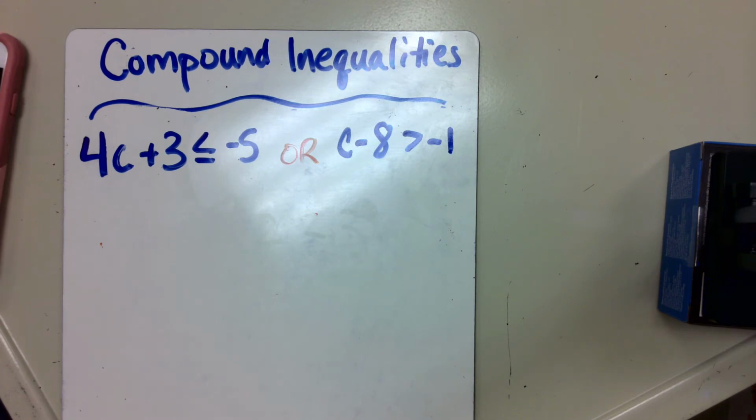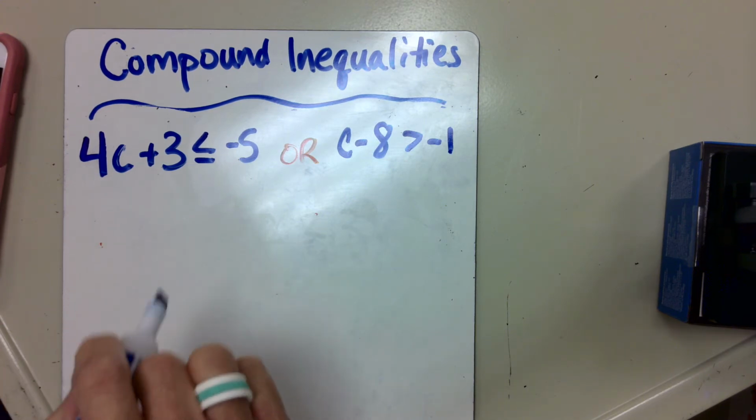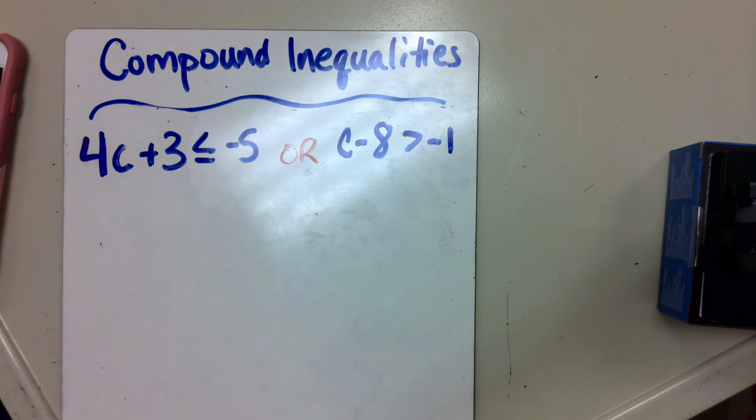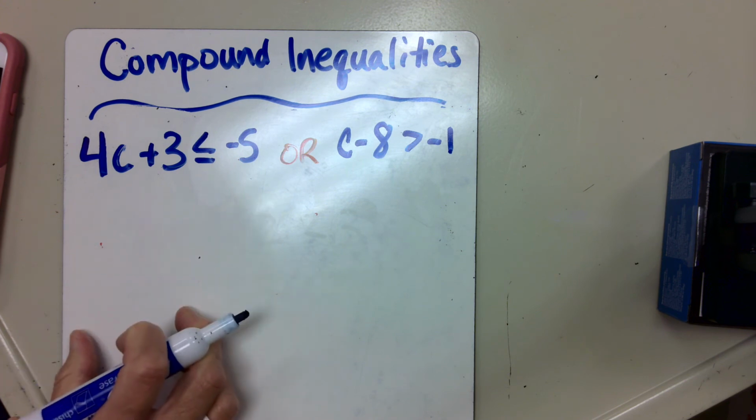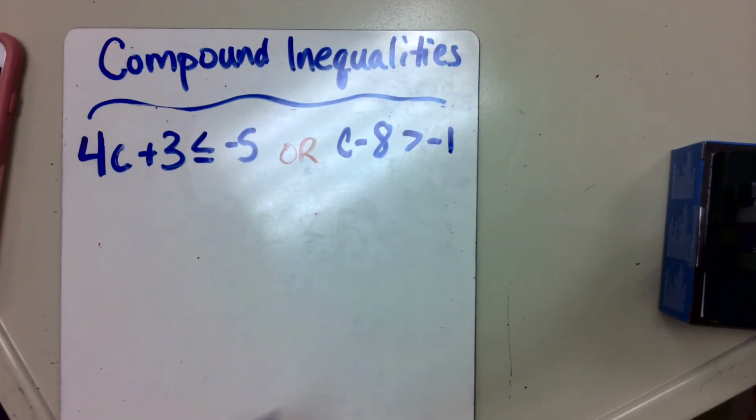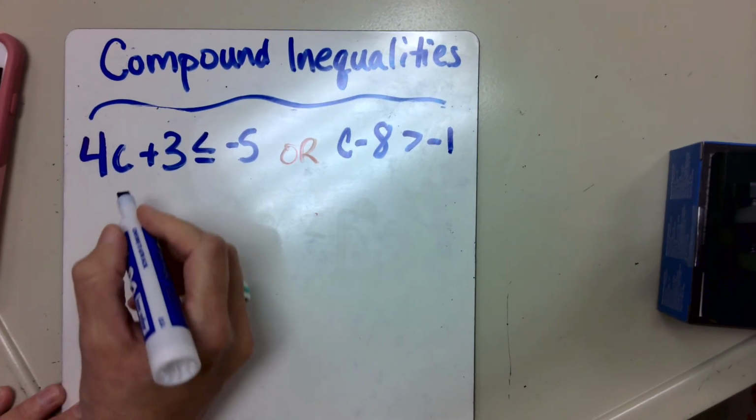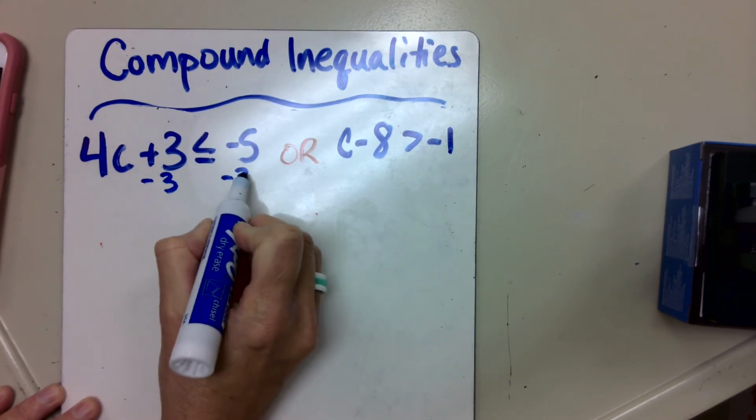Okay, now I'm going to show you how to solve compound inequalities with the word or in between them. Remember, these can't be written as one long inequality sentence. And they also can't be solved all at once. You have to solve them separately. So basically, you're going to solve this inequality, then you're going to solve this one, and then I'll show you how to graph them. So on this one, we would subtract 3 on both sides.